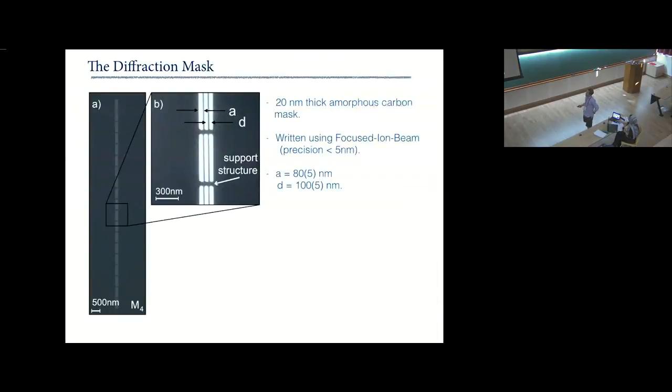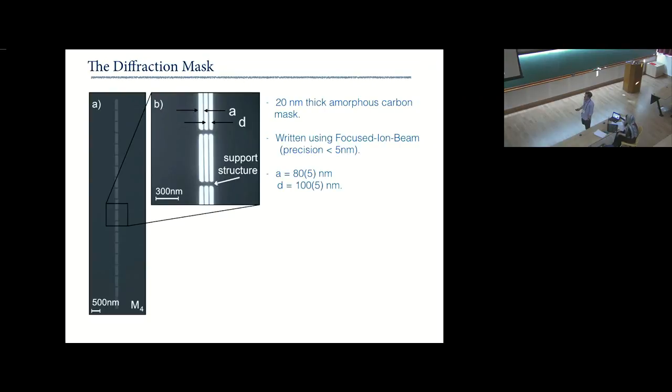Okay, so to the diffraction mask. Because we can't cover and open our slits, it's important that this is of extremely high quality. So it's fabricated from a 20 nanometer thick amorphous carbon mask, written using focused ion beam with a precision of less than about 5 nanometers. Now, the opening of each slit, A, is about 80 nanometers, and the separation between them is 100 nanometers. So this is a triple slit here.